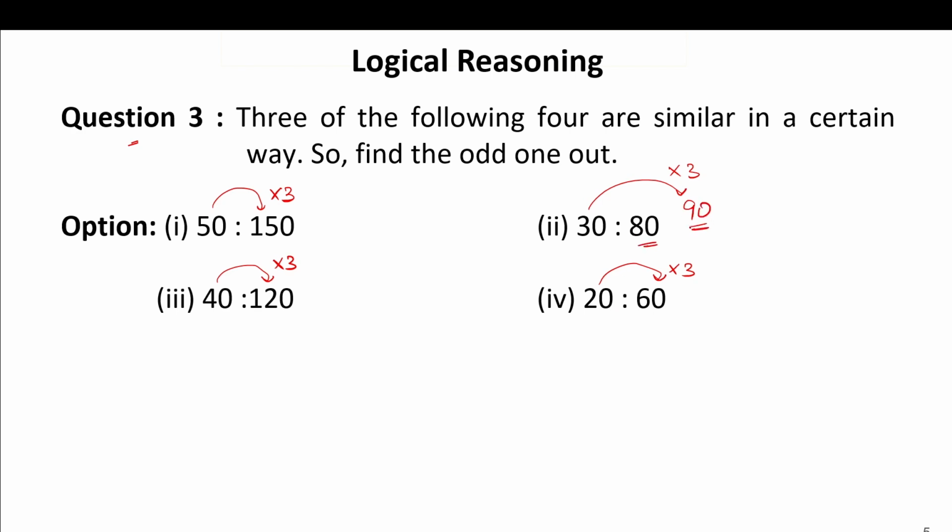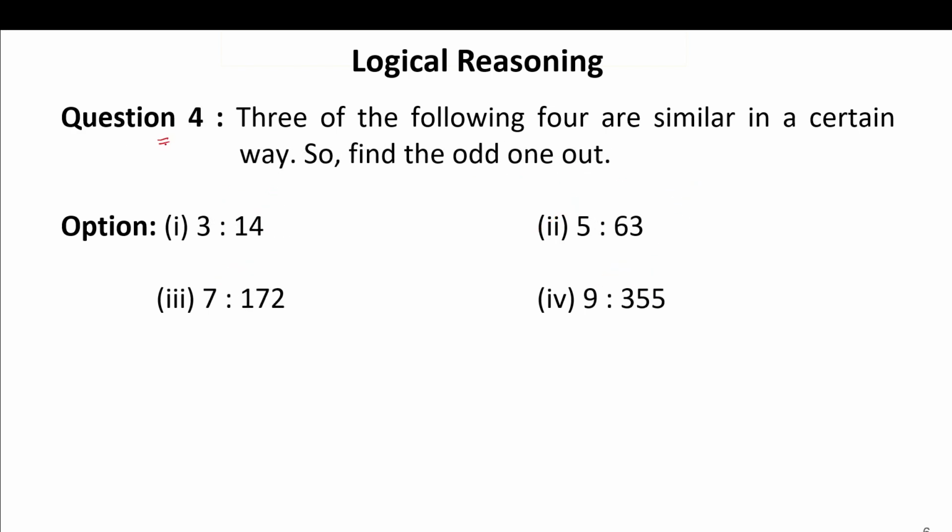So this is different. Rest, option number 1, 3 and 4 follow the same pattern. But option number 2 is different. Therefore, option number 2 will be the odd one out. Clear? Now let us look at question number 4. In question number 4, again 4 options are given to us and certain numbers are given to us. Each option has 2 numbers, so somehow they would be related.